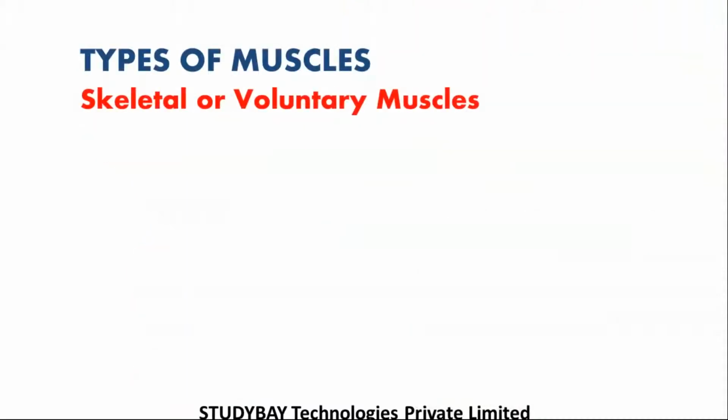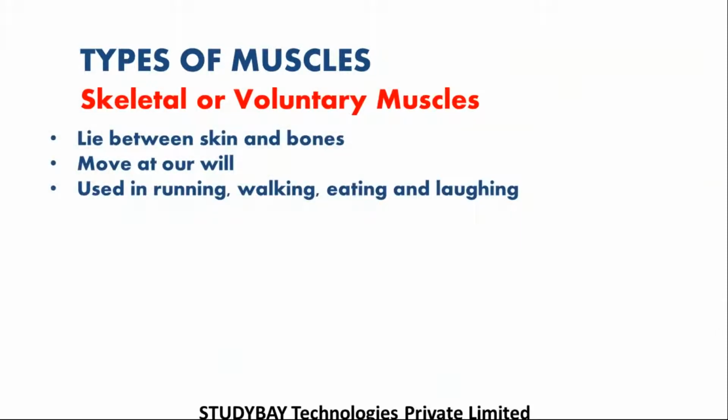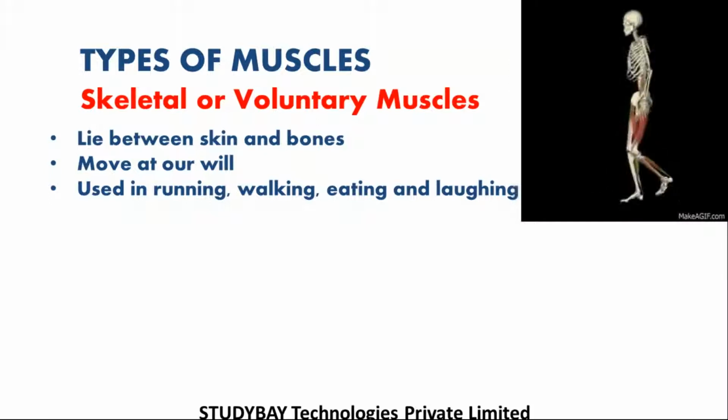Now, types of muscles. We can have skeletal or voluntary muscles that lie between skin and bones, and these are the muscles which actually move at our own will. If we want to move our muscles, they can move. If we do not want to move our muscles, they cannot. These muscles are used in running, walking, eating, and laughing. You can see here one image, like a skeleton is walking, and it is highlighting the muscles which are actually being used here.